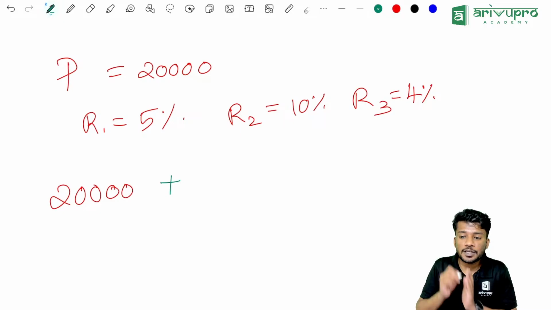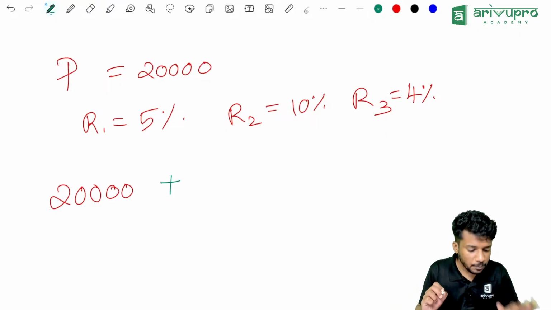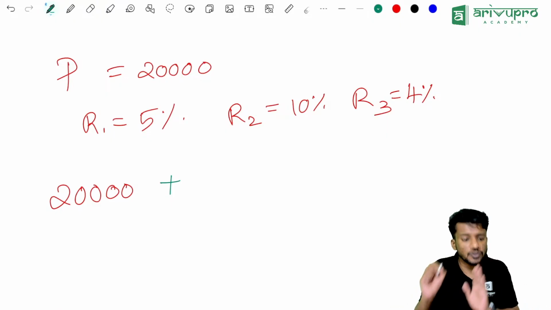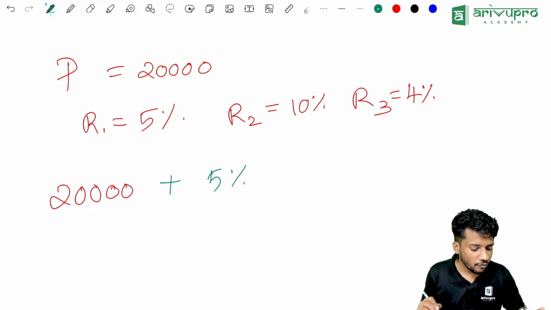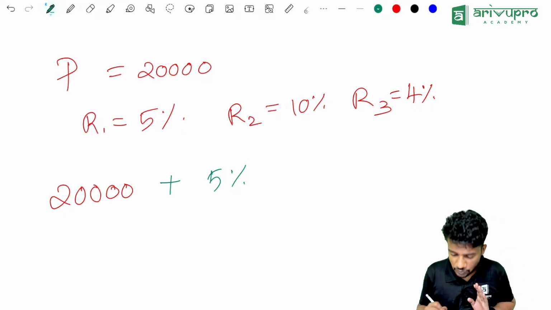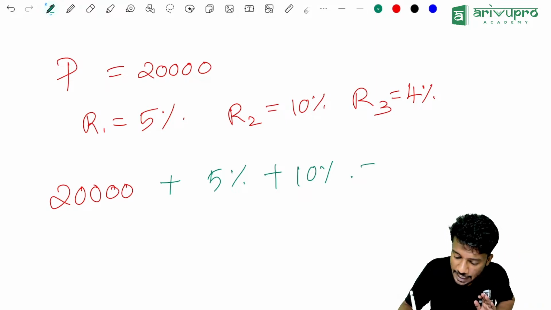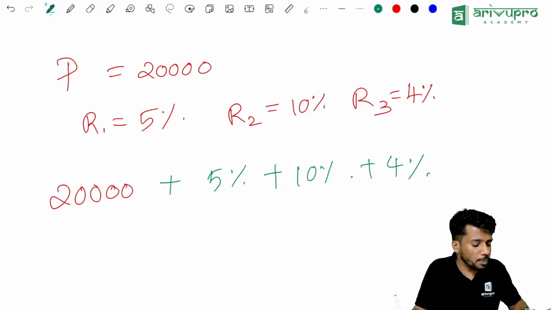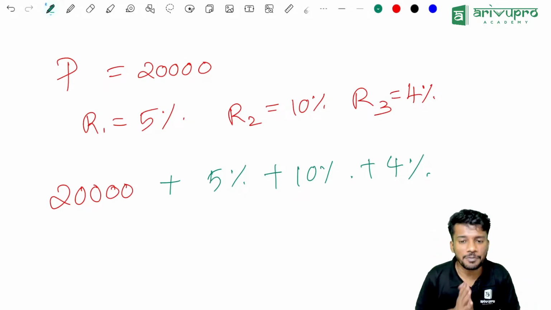Everyone take your calculator and type 20,000. Then click plus sign. Then type 5%, so that means plus 5, then click percentage sign. Then click plus again, type 10, then click percentage sign. Then again click plus and type 4%. How much is the answer you are getting? Everyone got it? So that is the method in such type of question.